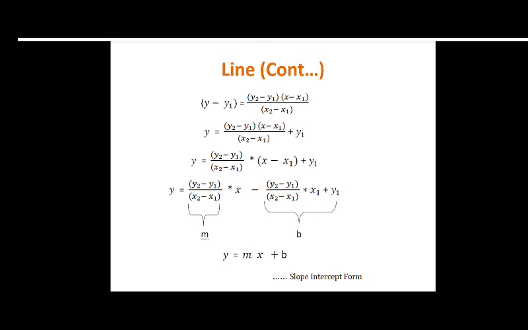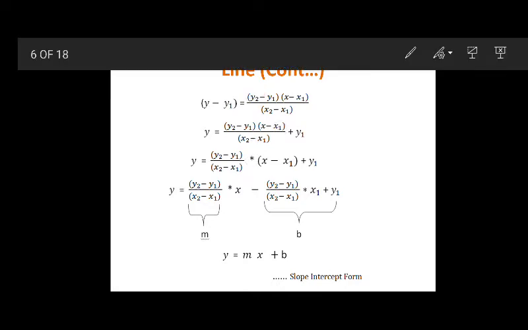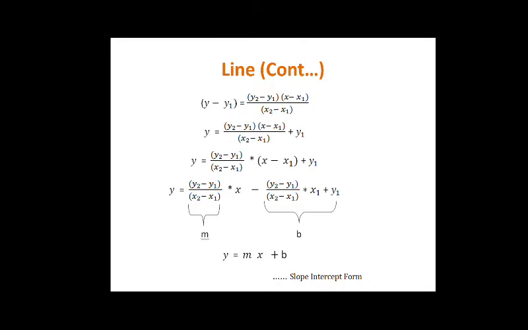So y will remain on this side, and this y1 is taken as a plus y1 on the other side. Now I will separate the denominator over here. So y2 minus y1 divided by x2 minus x1 into x minus x1 plus y1. So I have taken this term on one side and the other remaining term on the same side.